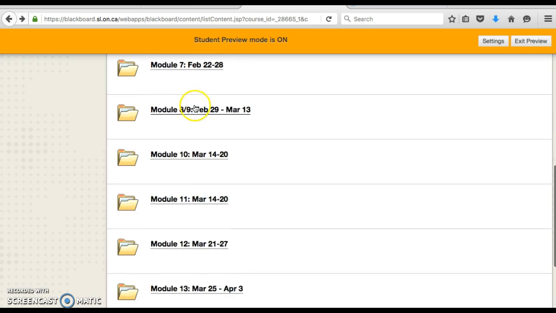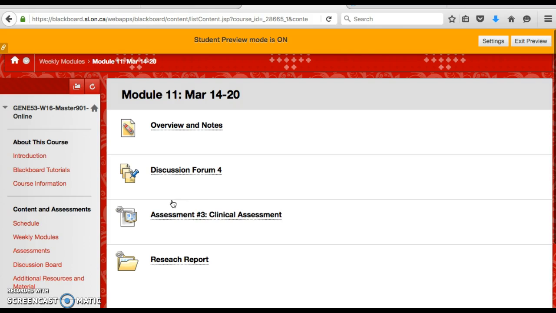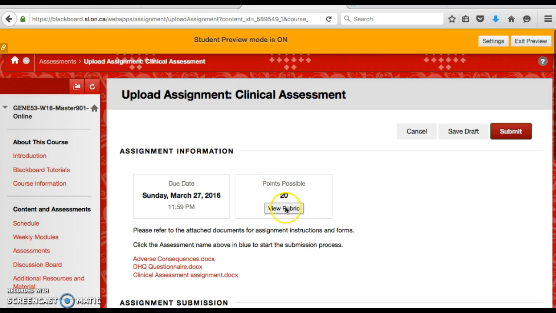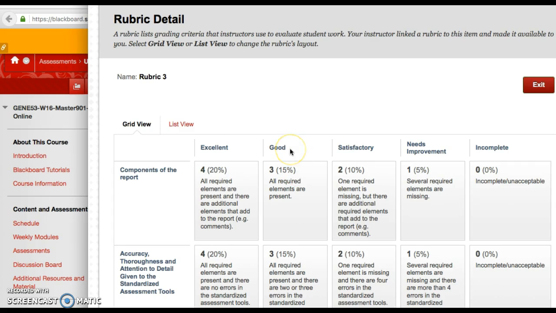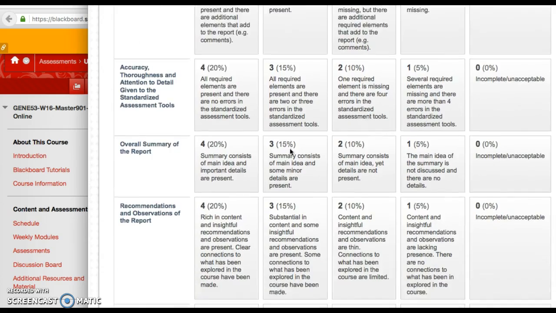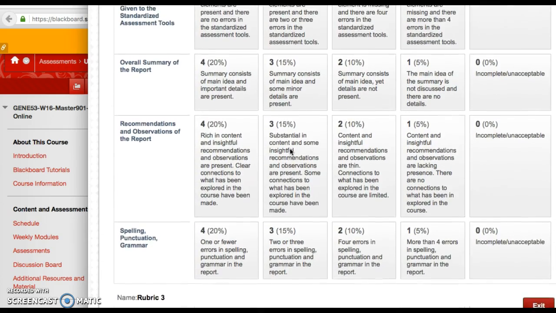What you see is, if you click on any of the links in the next couple of weeks, let's just click on module 11 this week, you would see the clinical assessment link. Click on that, and then you can view the rubric for the assignment. It's all right there, and that's what I will be marking it out of.